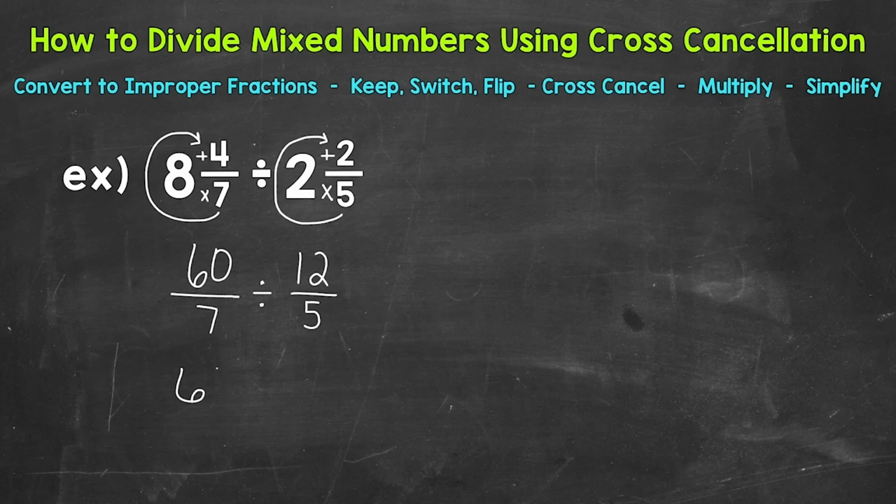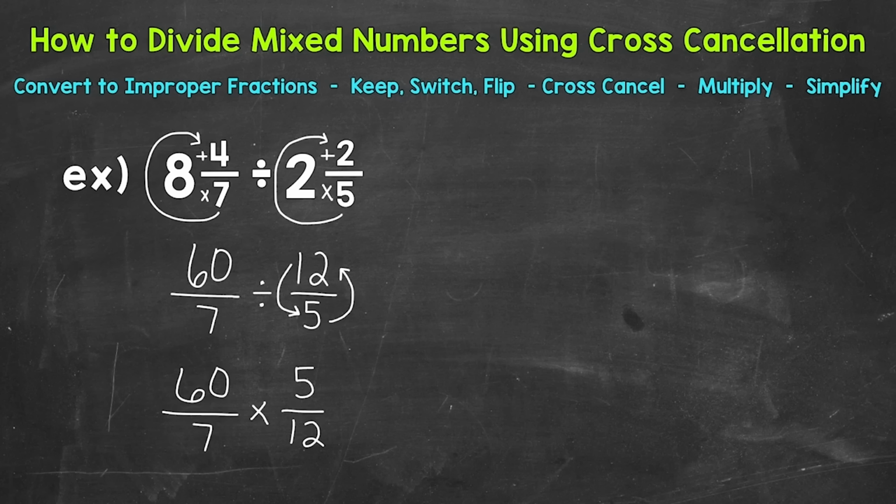So 60/7. Then we switch or change to multiplication, and then flip our second fraction. So the denominator becomes the numerator, and the numerator becomes the denominator. This is called the reciprocal. So we have 5/12. Now we can multiply straight across. But in this problem, we have an opportunity for cross-cancellation.